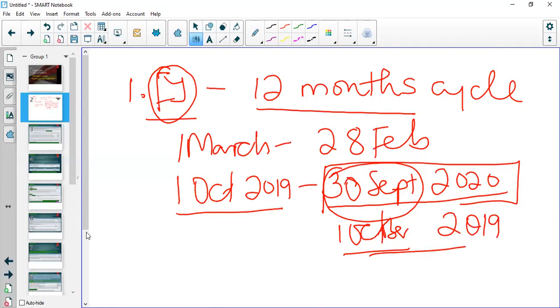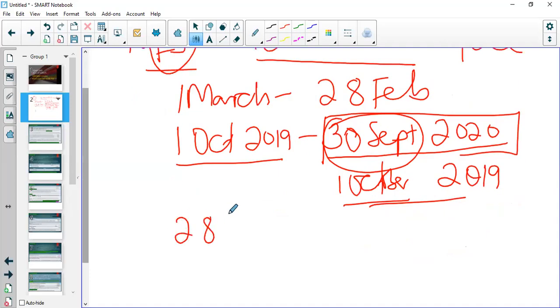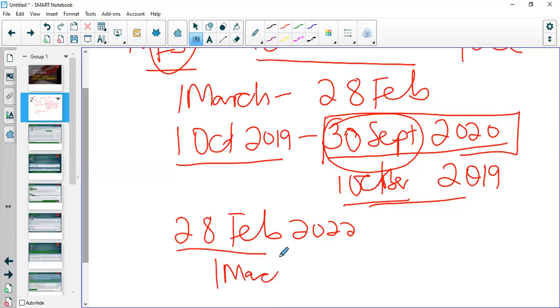If our year end is 20th February 2022, then we know that the year started the following day last year. So the following day after 20th February is 1 March, and last year is 2021. That's how you determine the financial year cycle, and that is very important for adjustments. This is the second aspect I want to discuss with you. It's very important.